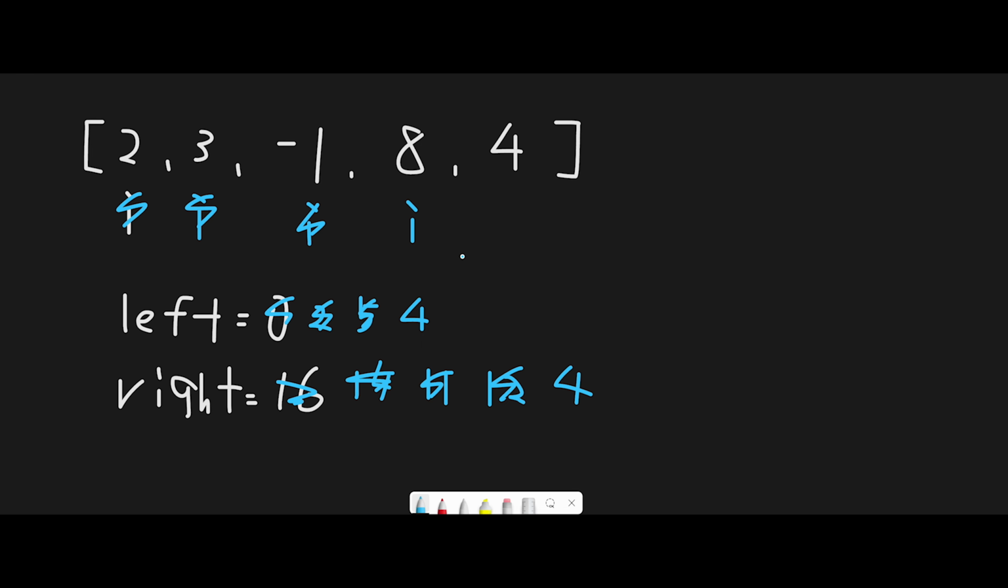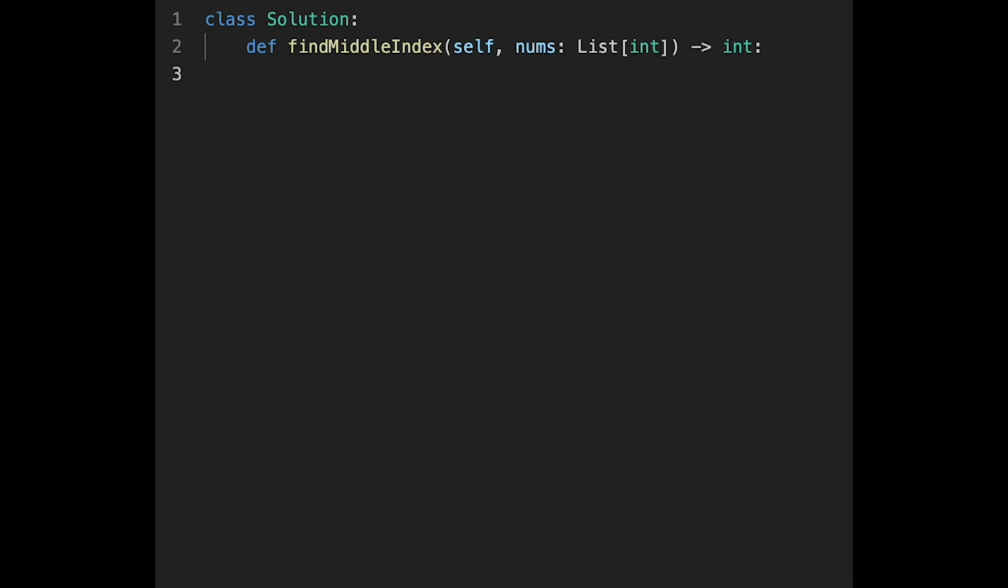Yeah, so let's check. The left side is 2 plus 3 plus -1, and the total is 4. And the right side is only 4. So looks good. Yeah, so that is the basic idea to solve this question. With that being said, let's get into the code. Okay, so let's write the code.